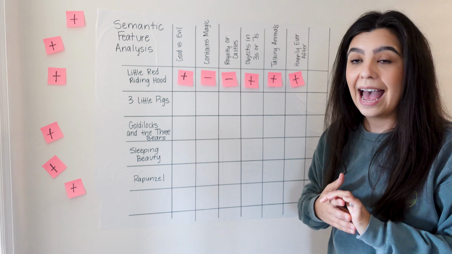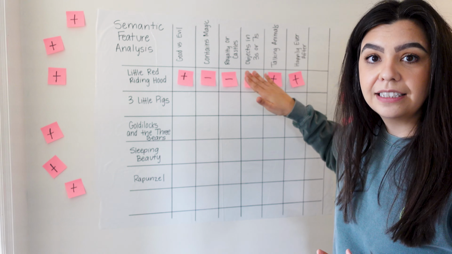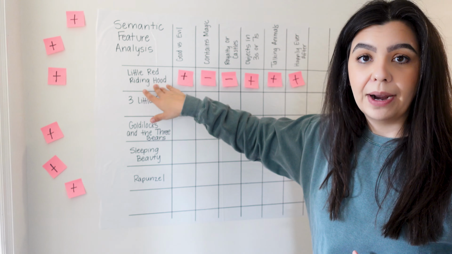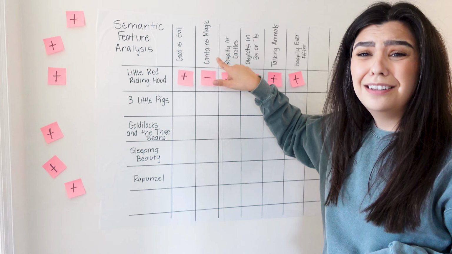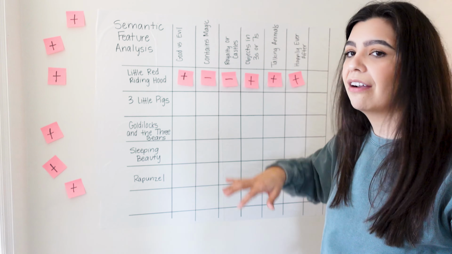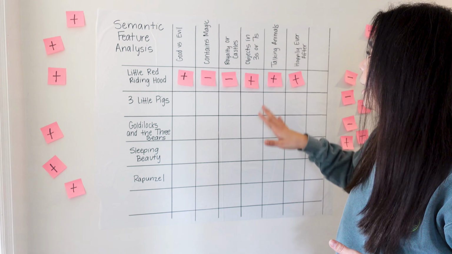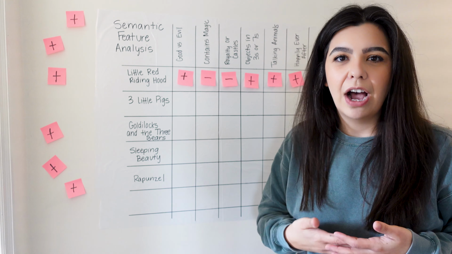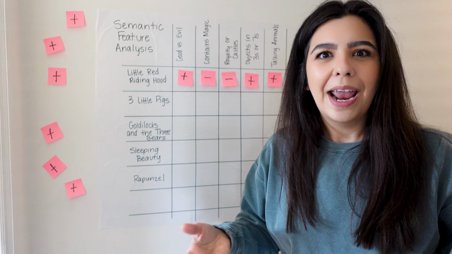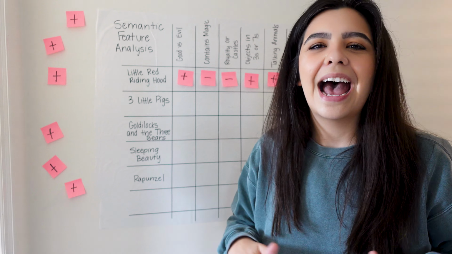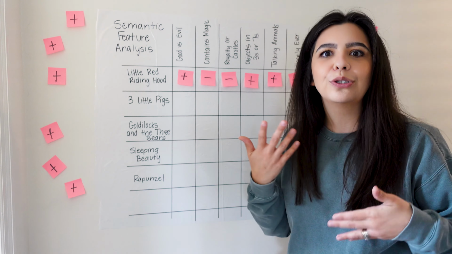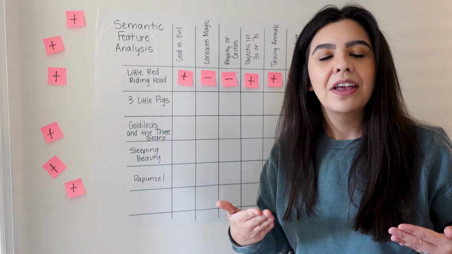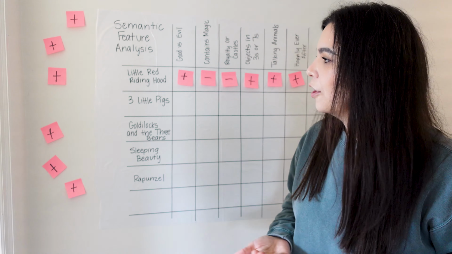Okay, so now we have a finalized row for Little Red Riding Hood and looking at all the different characteristics, Little Red Riding Hood does not contain magic, it does not have royalty or castles, but it does have talking animals and it does have objects in 3s. So it's grandmother, oh what big eyes you have, oh what big ears you have, oh what big sharp teeth you have. Like those are the 3s that we see repetitive within Little Red Riding Hood.